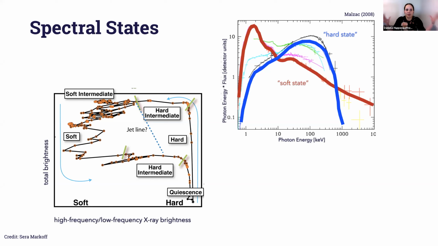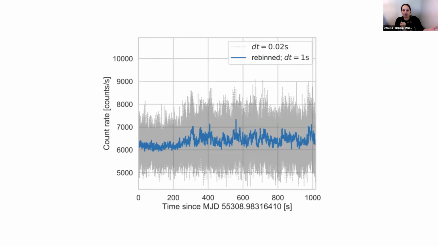Now, that is a broad picture that people have been studying for a good 50 years now, and keep refining and getting more information. But one other thing that you can do is go to any of these orange points in there, and ask how the brightness changes as a function of time on much shorter timescales. And this is what this looks like.